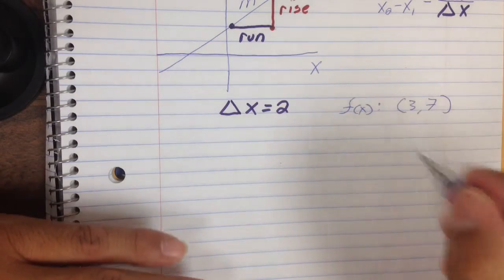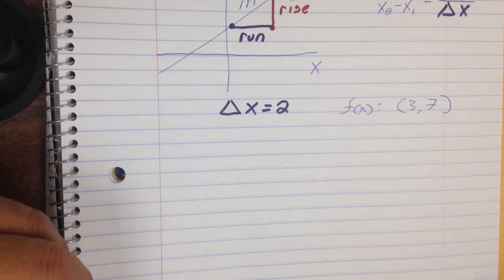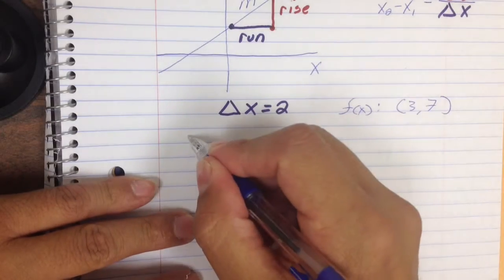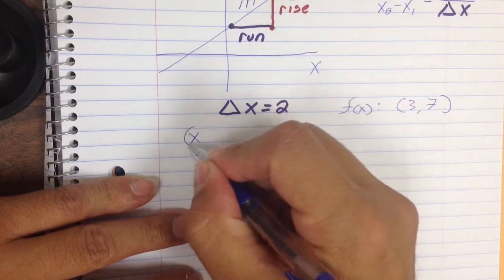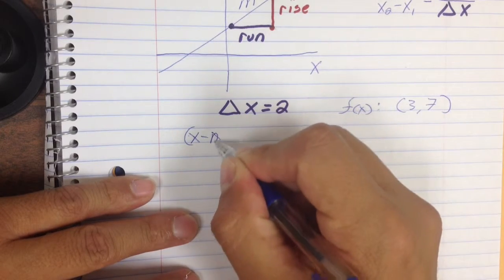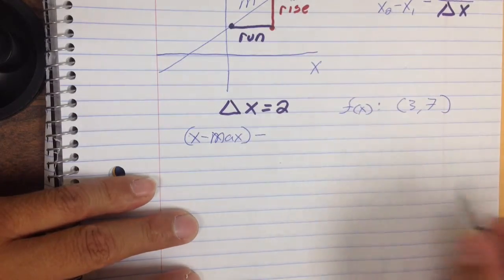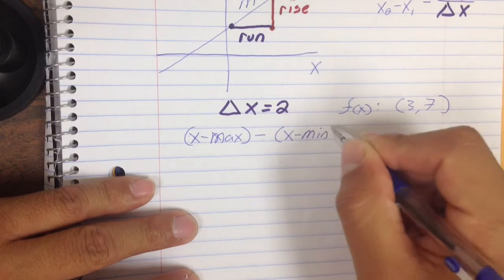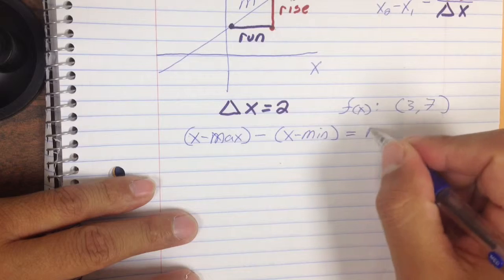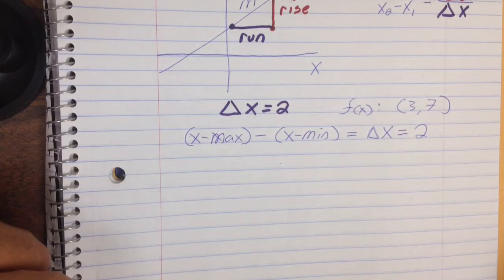What is the smallest x value? It's my x minimum. And my largest x value on my computer screen is called the x maximum. So if I take the largest x value, the x maximum, and subtract the smallest x value, the x minimum, then the total distance I would have traveled in the x direction would be 2. So that's what I want to accomplish.